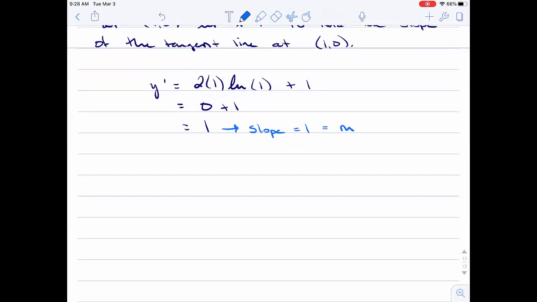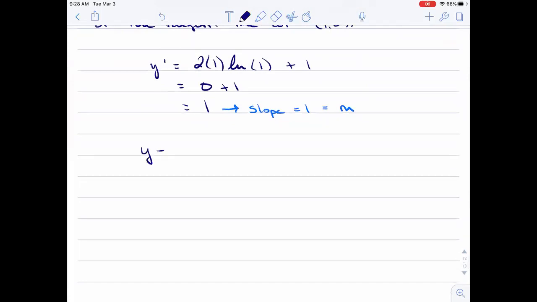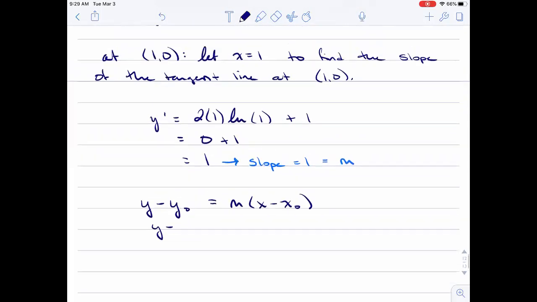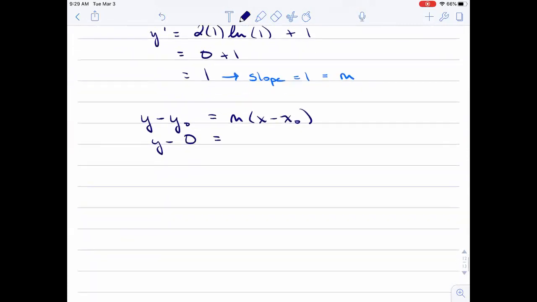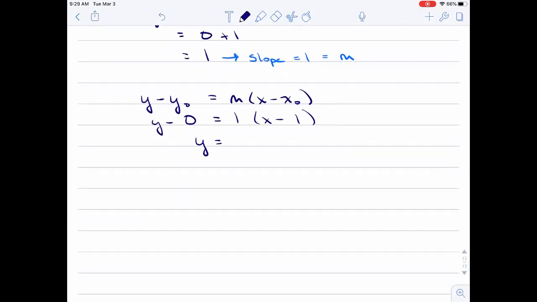which if we're using the point slope notation, we can use m for the slope. And now I can use the point slope form of a line to say that y minus y naught is m times x minus x naught. Y minus the y value that I know, which is 0, is 1 times x minus 1, which quickly simplifies to y equals x minus 1.